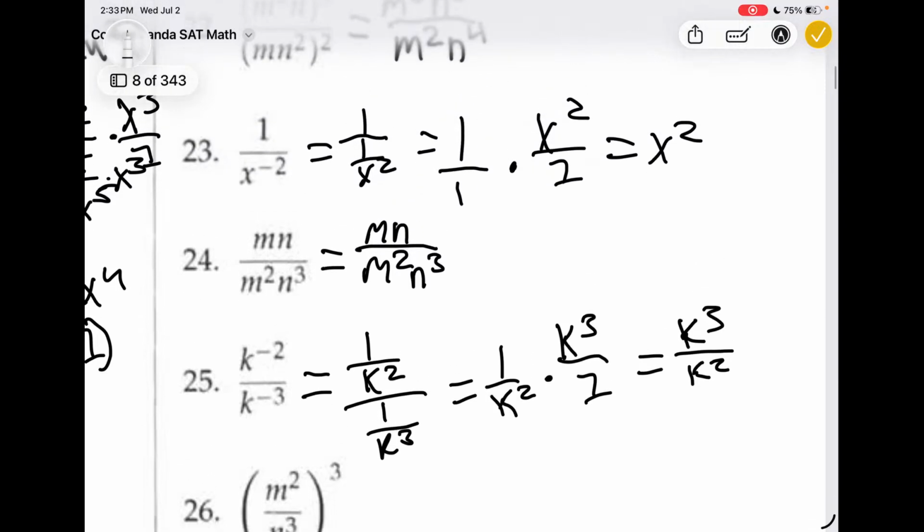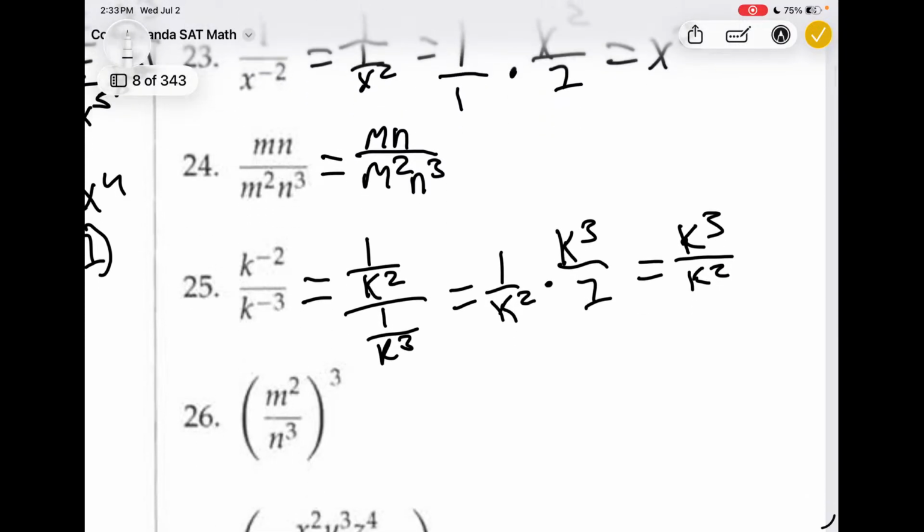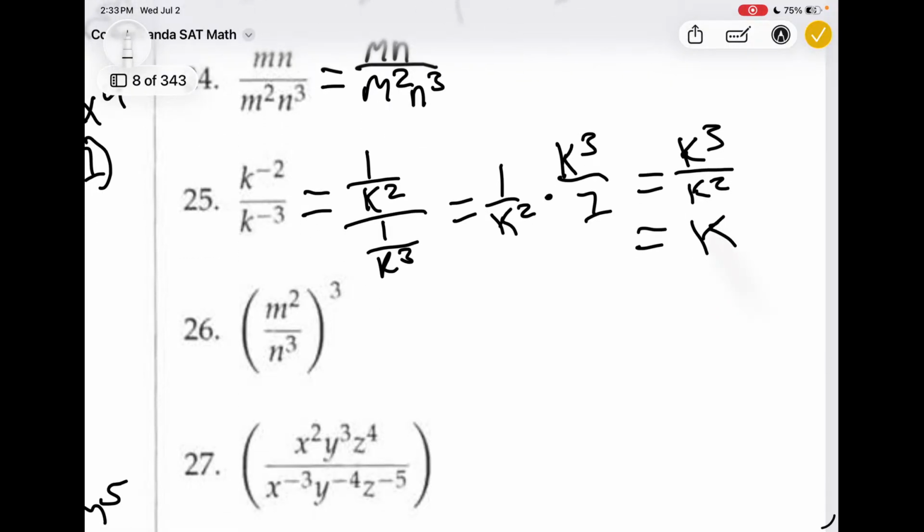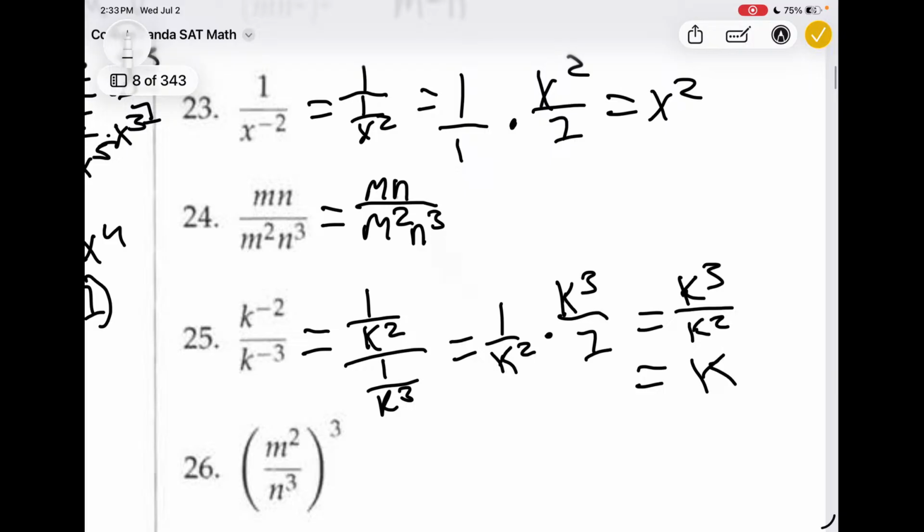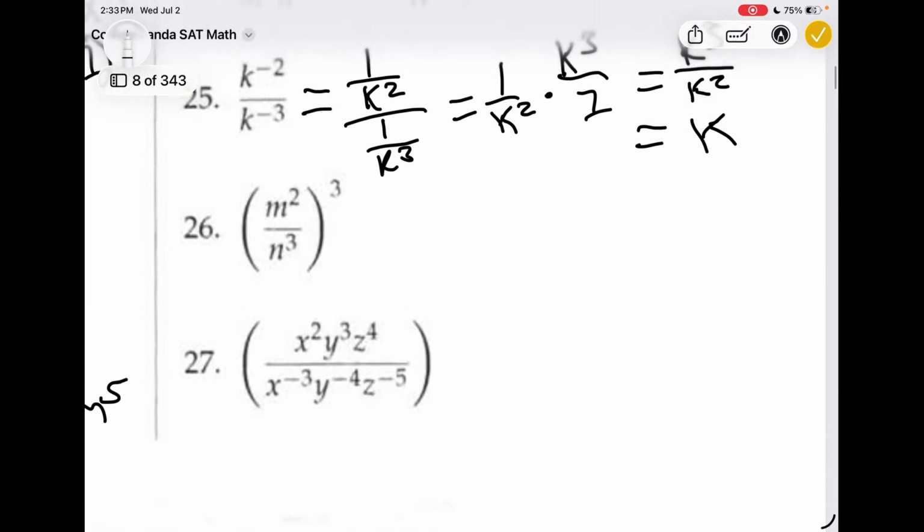Oh wait, when you divide exponents, they subtract, don't they? So this would be just equal to k. This would be, but then these are combined, so how does that work? So when you exponentiate, it applies to this. So it multiplies. So this is m to the 6th over n to the 9th.